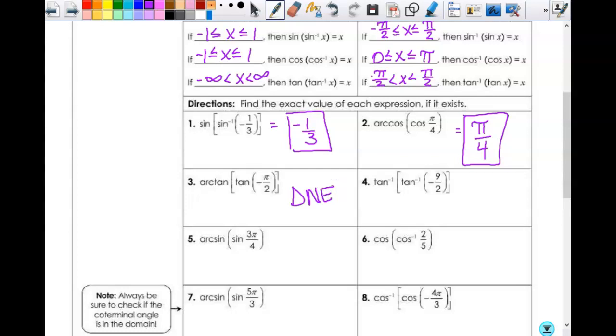Okay. Number 4, there's a little bit of a typo here. There's 2 inverses. Ignore that one right there. Okay, so I want to take the tangent of the tangent inverse of negative 9/2. Is that going to equal negative 9/2? Yes, because I can take the tangent inverse of anything between negative infinity and infinity. And so I'm good. That's between negative infinity and infinity. So those cancel out, and I get negative 9/2.